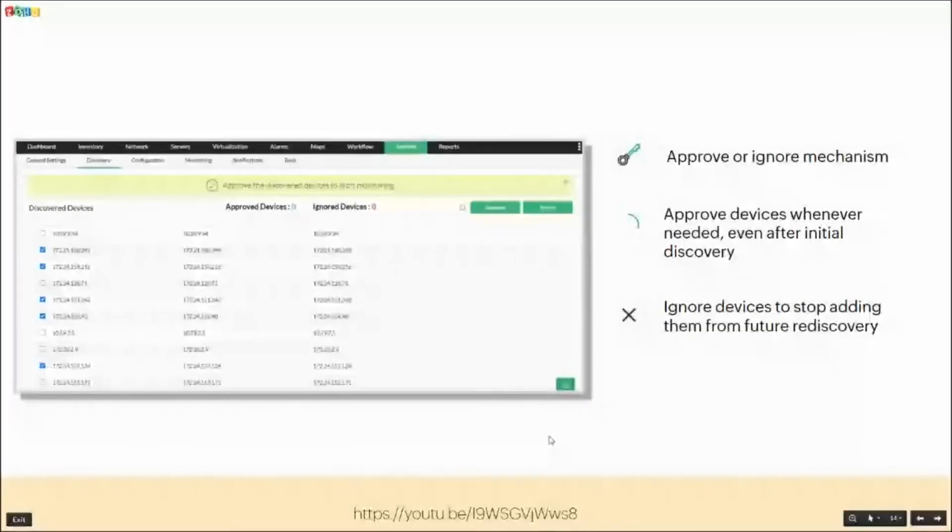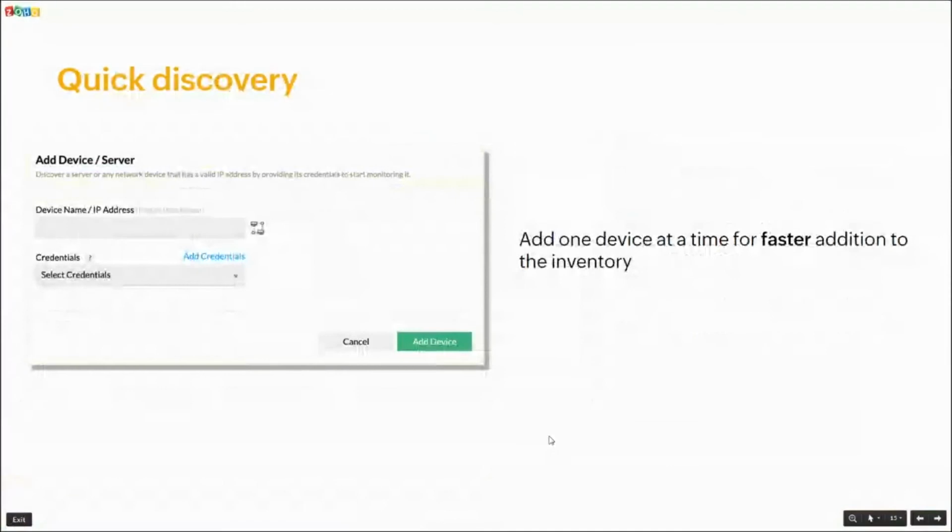And now we're going to continue with the presentation. The next topic, as we have seen, is the quick discovery option. The quick discovery, as we have seen, will allow us to add one particular device or an individual device for a faster discovery, which helps us add the device in a much easier and faster fashion.